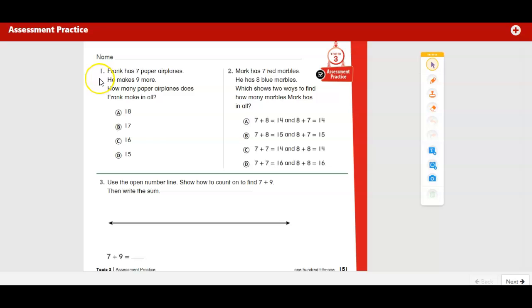Number 1 says, Frank has 7 paper airplanes. He makes 9 more. How many paper airplanes does Frank make in all? If Frank has 7 paper airplanes and he makes 9 more paper airplanes, how many airplanes does Frank have in all? 18, 17, 16, or 15?